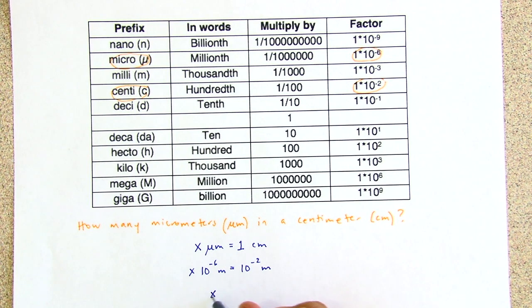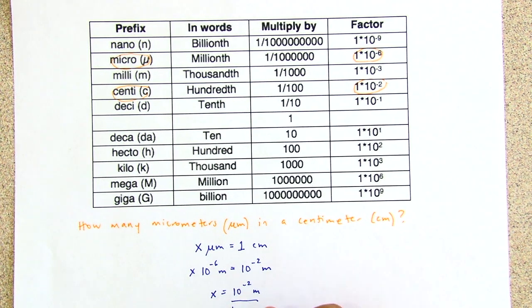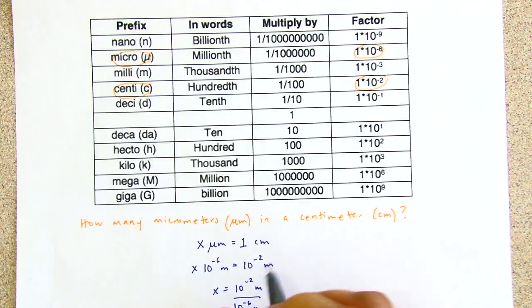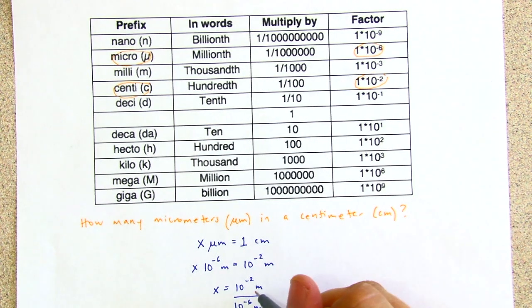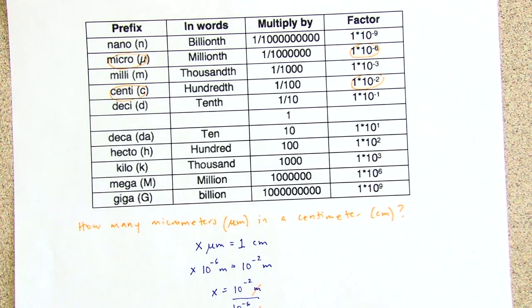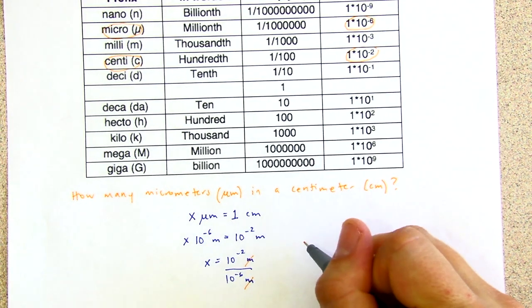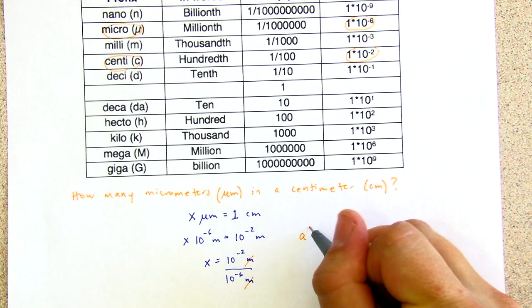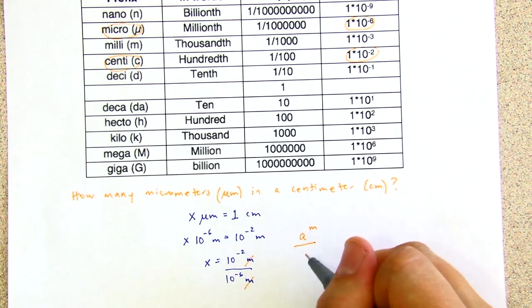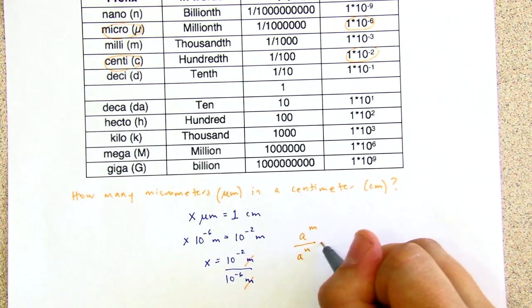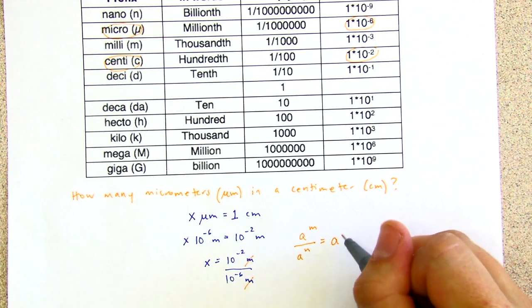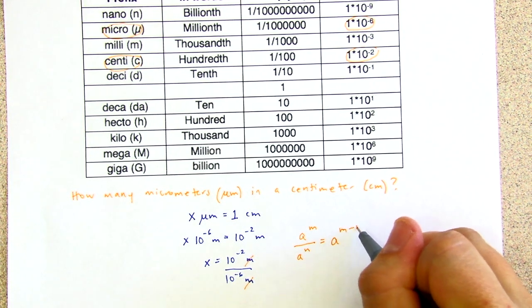So we divide both sides by 10 to the negative 6. So it's 10 to the negative 2 meters over 10 to the negative 6 meters. We can happily cancel our units, which should make sense. And then if I can remind us of the algebraic rules of exponents, a to the power of m divided by a to the power of n is equal to a to the power of m minus n.